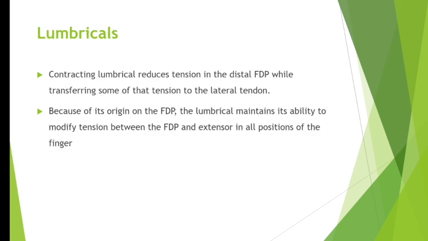So if you see, the contracting lumbricals usually reduce the tension in the distal FDP. And if we say that lumbricals contract, it means the MCP has to flex and the IP has to extend. This is because the FDPs give origin to the lumbricals, and these lumbricals go volar to the transverse metacarpal ligaments. And that is why it maintains the ability to modify the tension between the FDP and the extensors in all positions of the fingers.